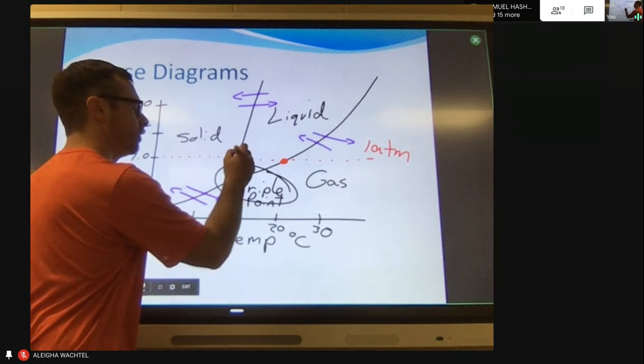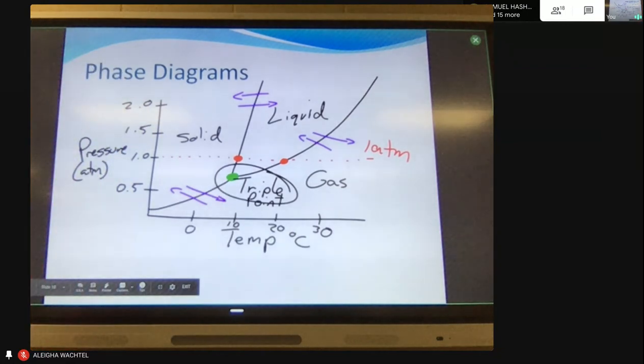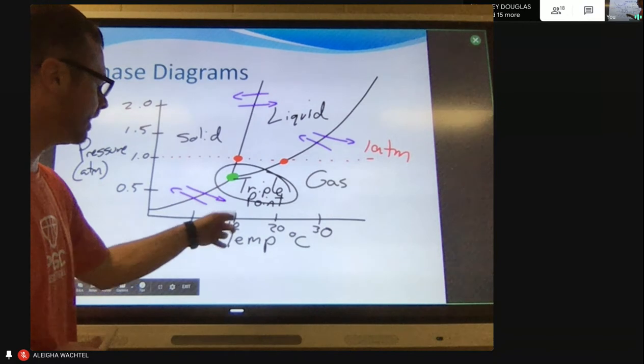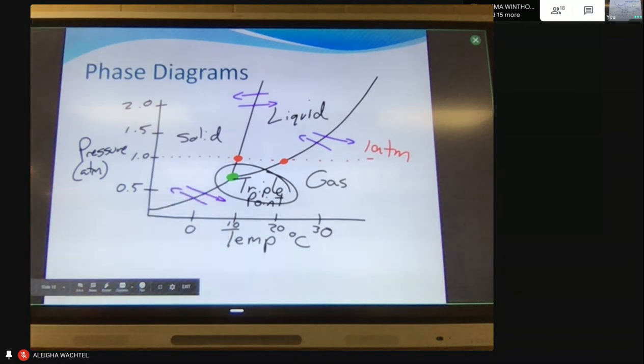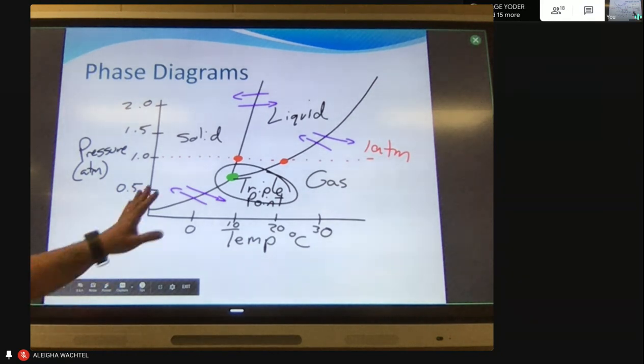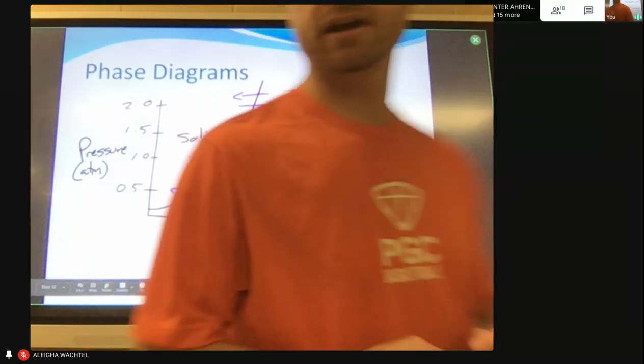That's a point where you would expect freezing or melting to occur. So the normal melting point would be about 10 degrees. That's how we do that, okay? So those are phase diagrams. Those are the points that I want you to know. I'm not even going to talk about the critical point right now, okay?